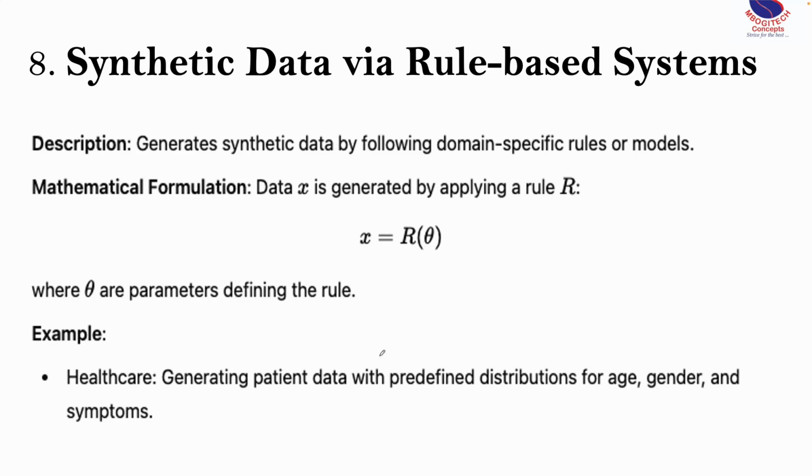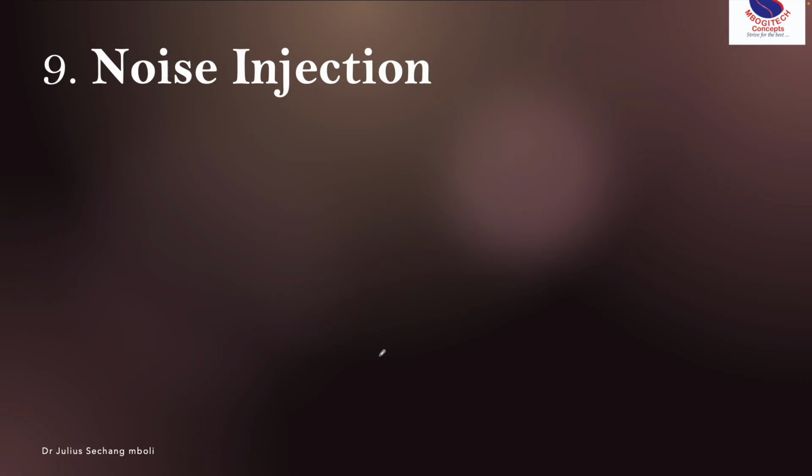Theta here is the parameters defining the rule, and it could be anything at all. So I just put theta here, but the rules depend on your own scenario. Healthcare generating patient data with predefined distribution for age, gender, and symptoms can be a very good example for this. Now the number 9, we're nearly there, is noise injection.